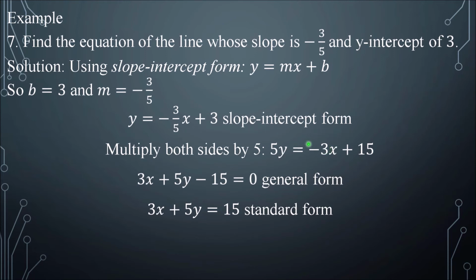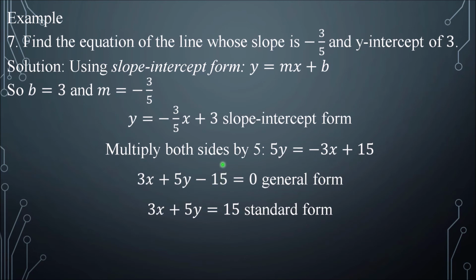Now let's change this to general form because there is a denominator of 5. So we multiply all sides by 5. 5 times y is 5y. Negative 3/5 x times 5 is negative 3x. And then 3 times 5 is 15. Then we transfer this negative 3x to the other side so that it will become positive. So 3x plus 5y, and then we transfer 15 to the other side. Minus 15, which is equal to 0. So this is our general form.